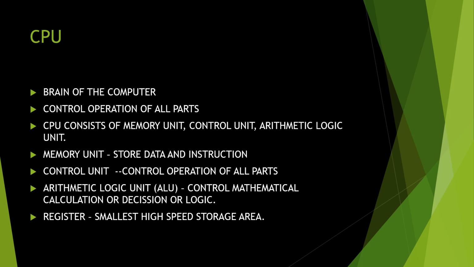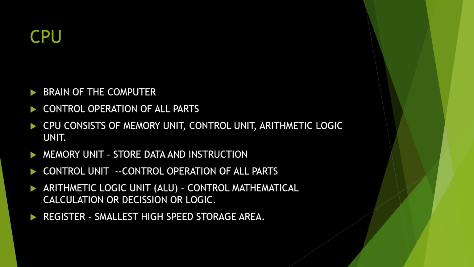The CPU is the main area that controls each of the areas of the computer. It consists of the memory unit, the control unit and the arithmetic logic unit. So three areas come under the CPU: memory unit, control unit, and arithmetic logic unit. So what is the memory unit? It stores data and instructions. This is the area where the main information is stored, and the instructions come out from the memory unit. Next is the control unit. It controls the operations of all parts. The operation area is controlled by the control unit.